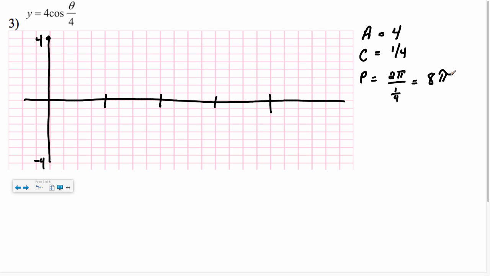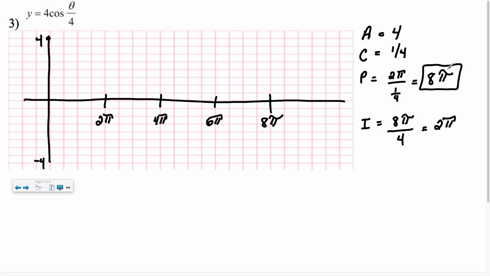So then, therefore, what should our interval be? Well, we're going to take that and divide it by 4, right? So the interval is your period divided by 4. In this case, it's an entire circle. It's 2 pi. So let's label. First interval, 2 pi. Second interval, 4 pi. 6 pi. 8 pi. Notice again, the last interval is the period.